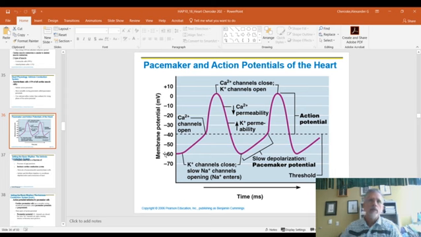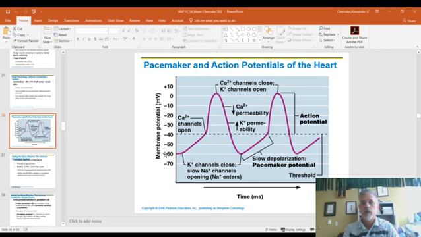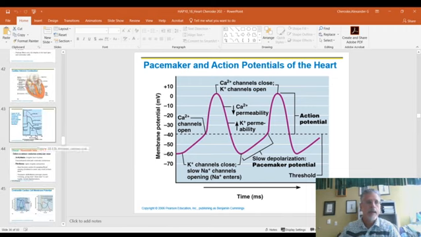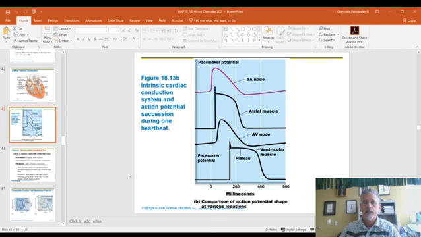In addition, we need to know where these different cells are located. These are autorhythmic cells, and they are found within the conduction system of the heart, like the SA node, the AV node, Purkinje fibers, things like that.